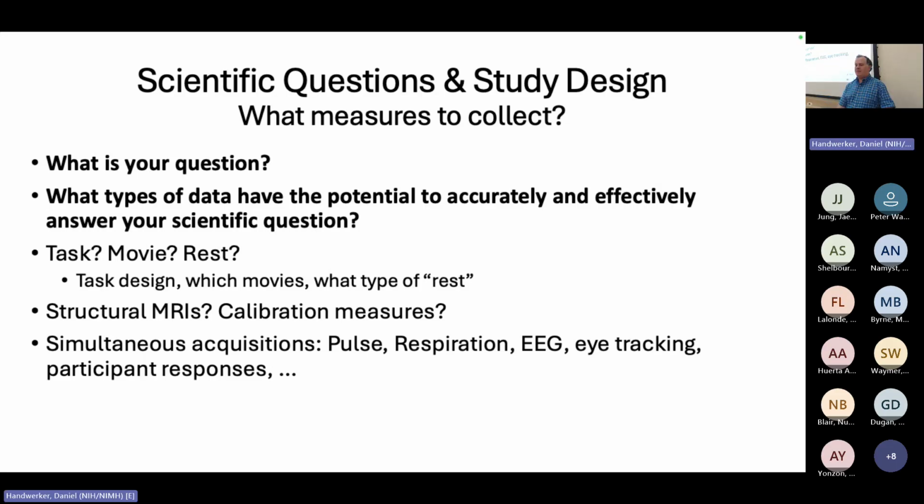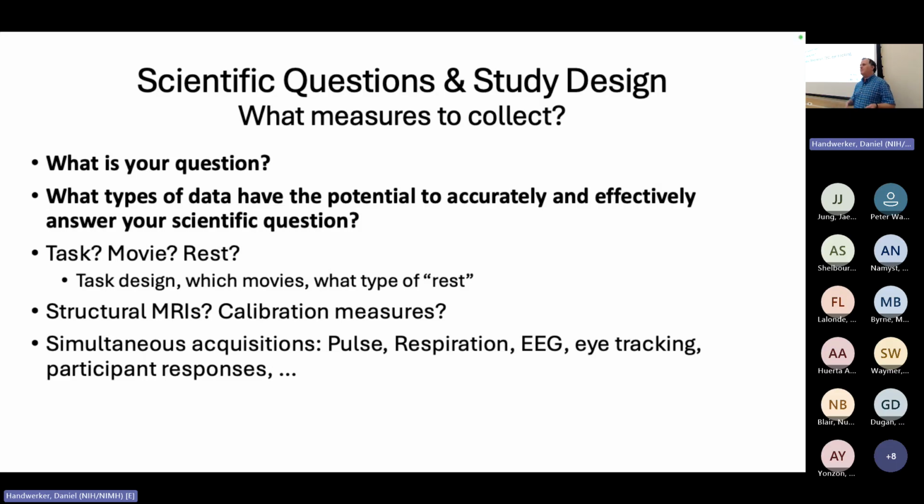And there's also the non-MRI measures. Do you want to collect pulse, respiration, simultaneous EEG, eye tracking? What types of participant responses do you want to collect during the scan? I can't go through all of these in detail, but the one I want to focus on right now is peripheral measures of respiration and pulse.